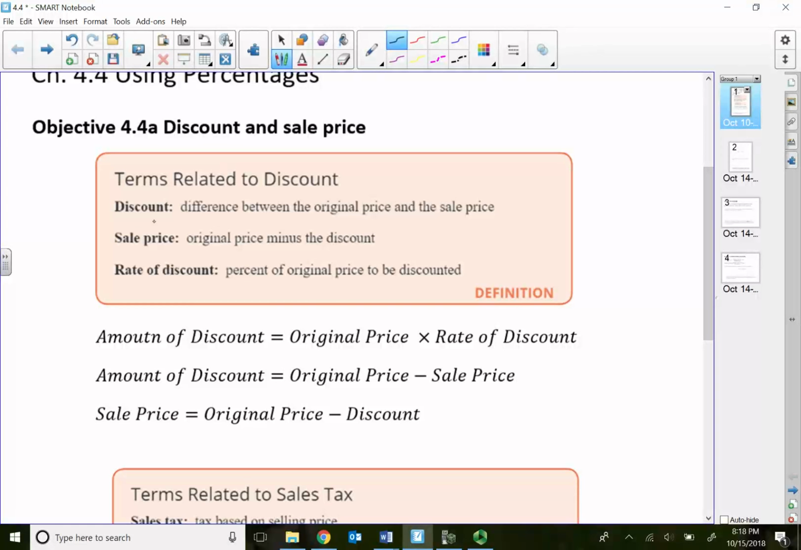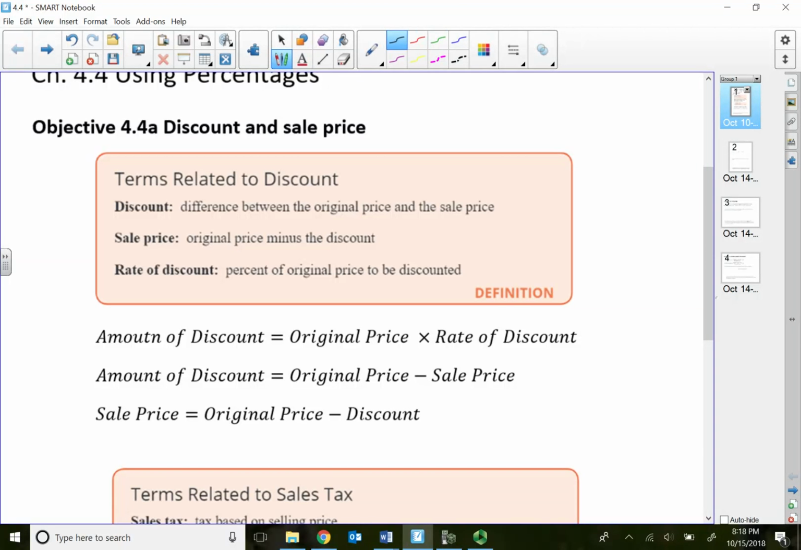As you can recall, discount is the difference between the original price and the sale price. That means the original price that was on the tag. Sale price is what they're going to sell for. The difference between those is going to be the discount. So discount is the money you're not going to pay. Sale price is original price minus discount. That's the price that they are charging you now after the discount. Rate of discount is basically the percent of discount. I don't call it the rate of discount, I call it percent of discount.